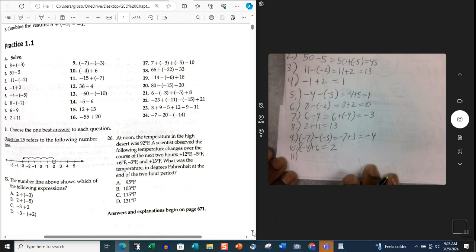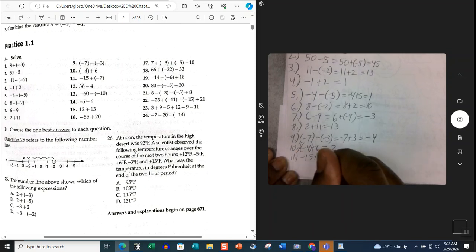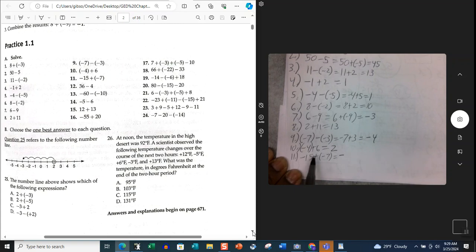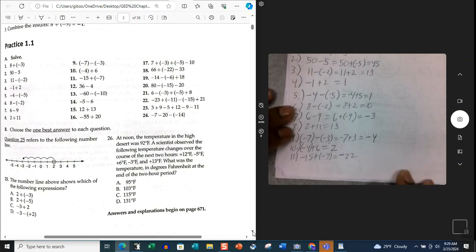Problem number 11, it says negative 15 plus a negative 7. A negative plus a negative, they have the same sign, so you carry over the sign. 15 plus 7 is 22. So your answer here would be a negative 22. So now we come to number 12.